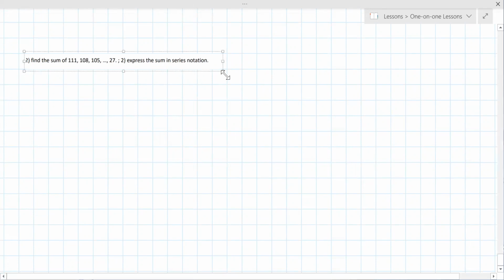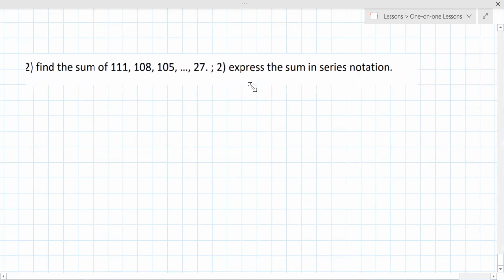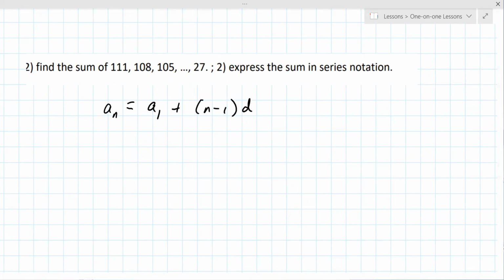All right, express the sum in series notation. So the first thing is, can you write this as a sequence? Like, can you find the formula for a n? a n is a1 plus n minus 1 times d. Can you tell me a1 and can you tell me d for this?